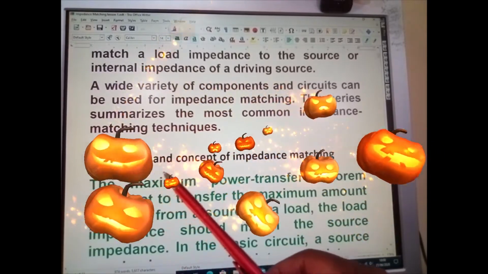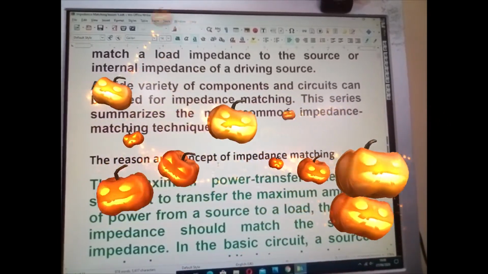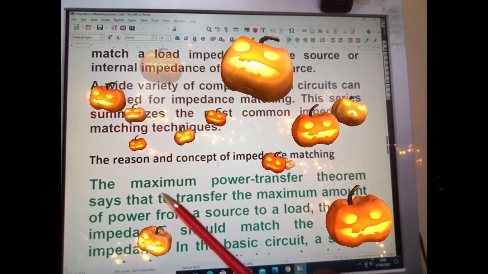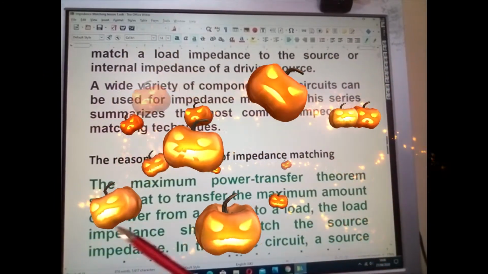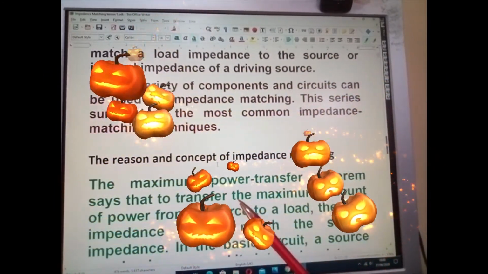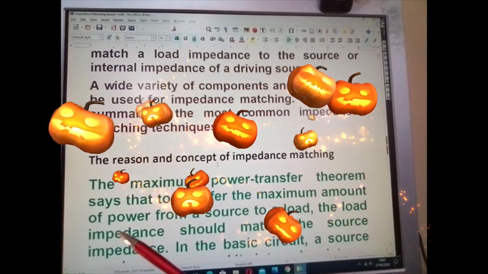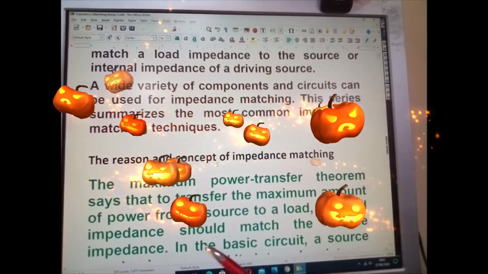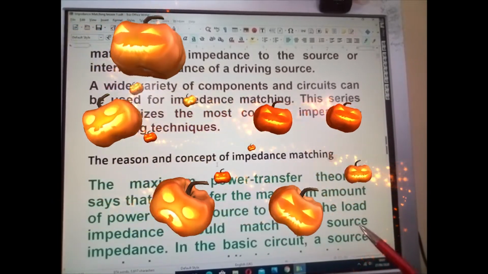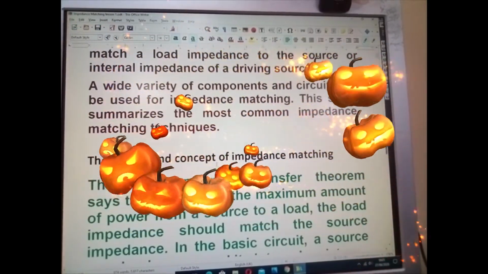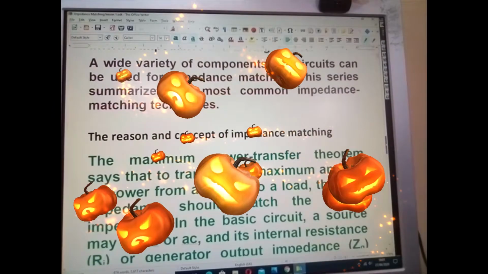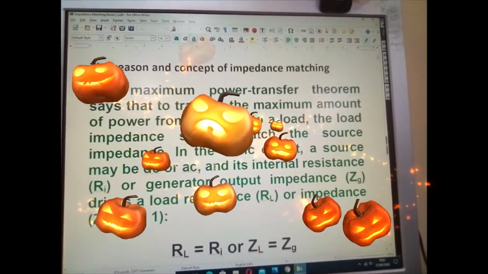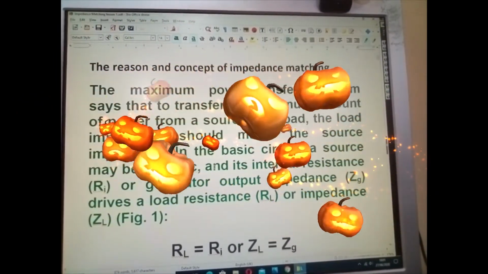Now, the reason and concept of impedance matching. The maximum power transfer theorem says that to transfer the maximum amount of power from a source to a load, the load impedance should match the source impedance. Should match the source impedance.